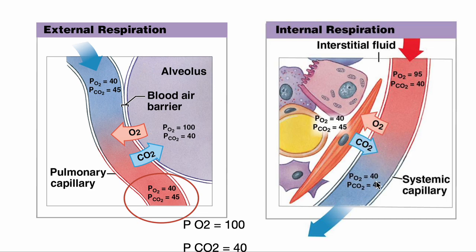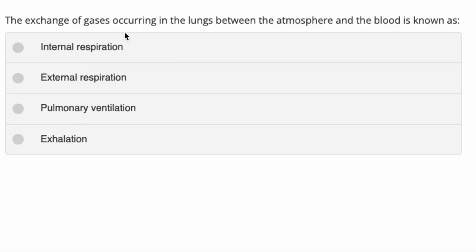So this is how partial pressures are important to the movement of gases in your body. And partial pressures and this movement is something known as Dalton's law. Again, something else to do with physics. So the exchange of gases occurring in the lungs between the atmosphere and the blood is known as external respiration. But if we replace this and we say something like between the interstitial fluid or the cells and tissues and the capillaries, then it would be internal respiration.